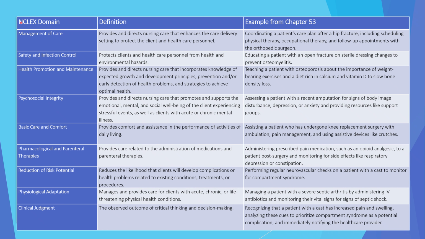Here it's the classic NCLEX domains. Let's go. So this is the definition. This is an example from our chapter 53. Let's go to basic care and comfort: provides comfort and assistance in the performance of activities of daily living. So imagine you have this chapter in NCLEX and it's 9%. Basically, it will be 1 or 2 questions, and this chapter has 7 disorders.